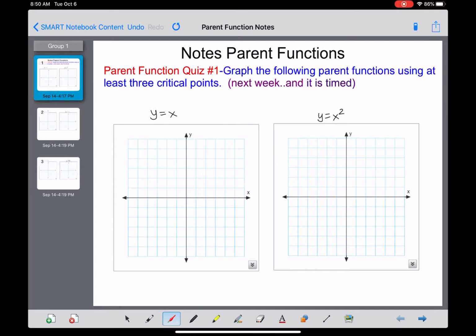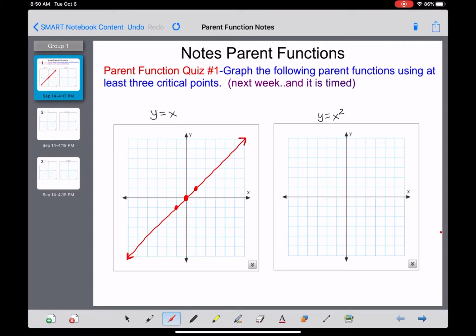So the first one is y equals x. So the points for y equals x would be (0, 0), (1, 1), and (negative 1, negative 1). Those would be the 3 points that you should show, and you should know that y equals x is a line. So you would show that it's going through those points. As you're doing this, since it is timed, if you miss a point, that's okay. You don't have to go back and erase it, but just know that it should definitely be showing me the 3 points and the general sketch, okay?